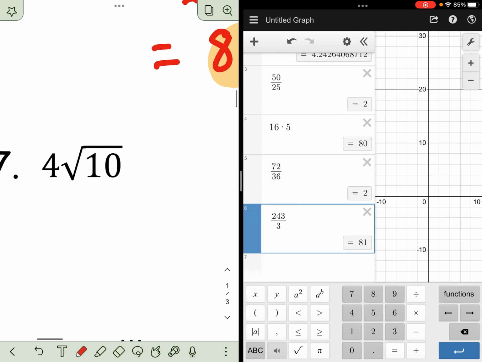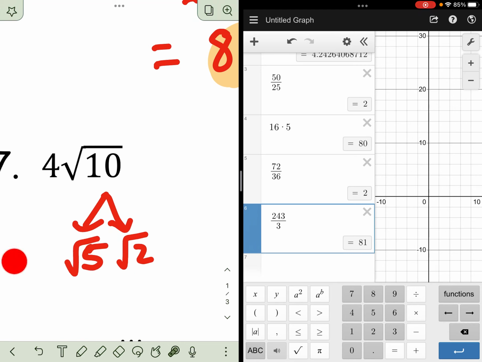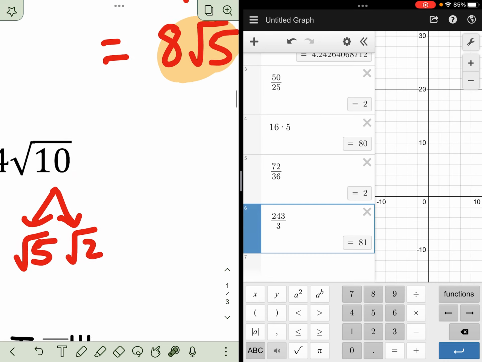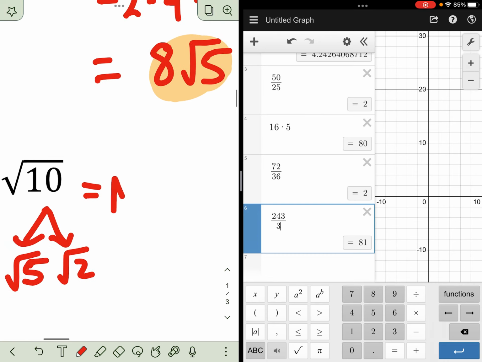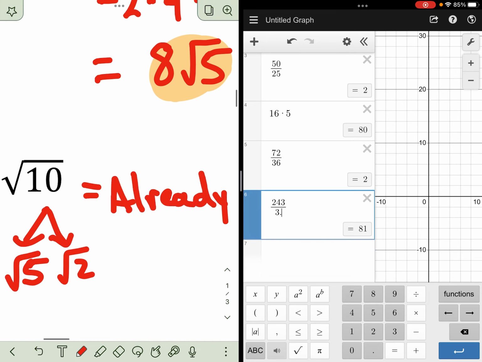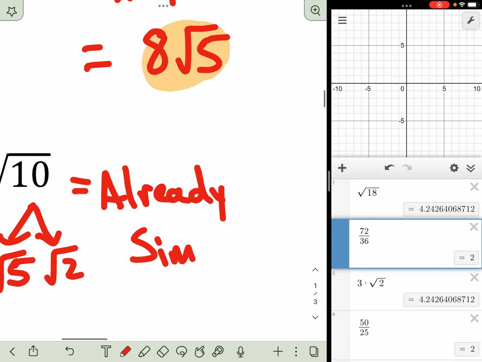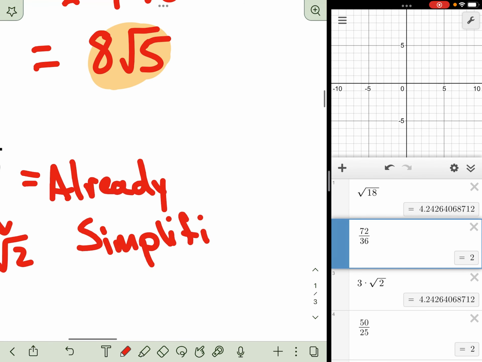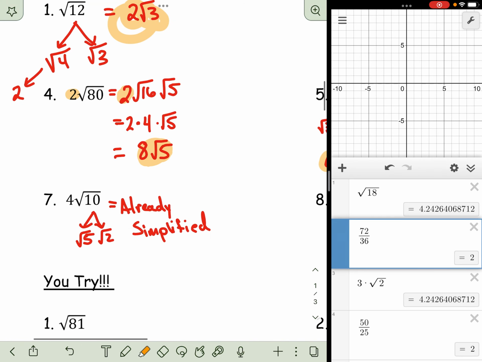4 radical 10. 10 simplifies to 5 and 2, but neither of those are perfect squares, so we can't really simplify that down. It's not like our goal is to bring one of these out front, but since neither of these is a perfect square, they will not come out front. So 4 radical 10 is a case where this is already simplified. And that's the answer for that one. And that happens sometimes.